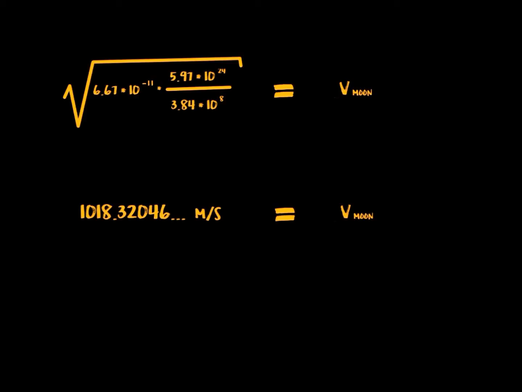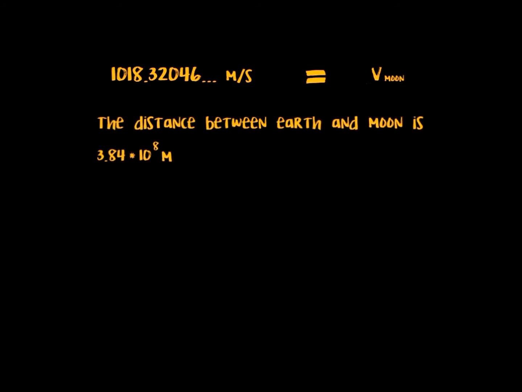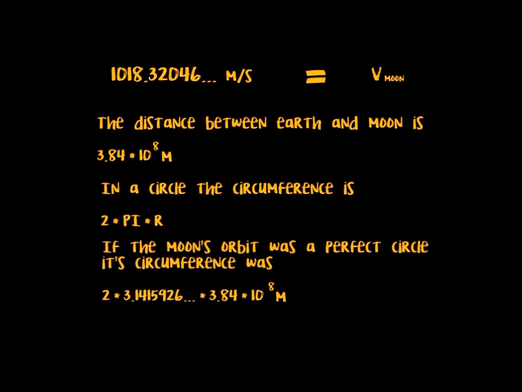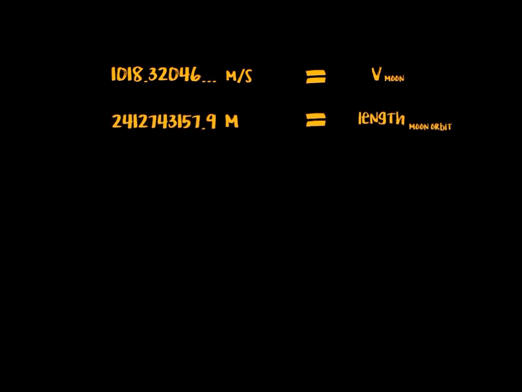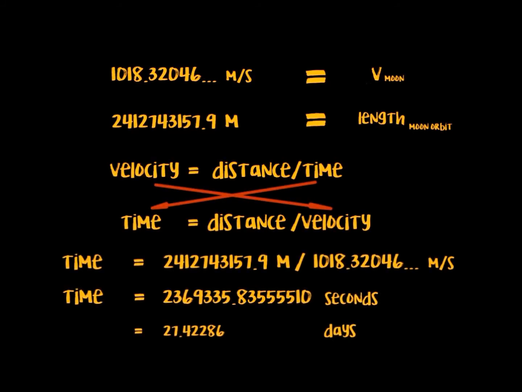Okay, but how long does it take the Moon for a full circle? We take the distance between Earth and Moon and put it into the equation for the circumference of a circle. We find out that one full circle has a length of about 2.4 billion meters. When we divide that by the Moon's velocity, we get the time it takes the Moon to do a full circle in seconds. This is an impressive number, but it amounts to 27.4 days. And that is almost exactly what we observe.